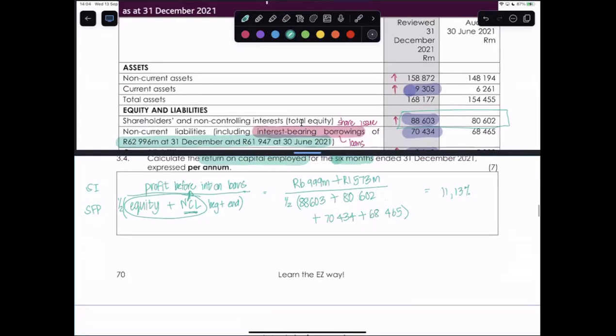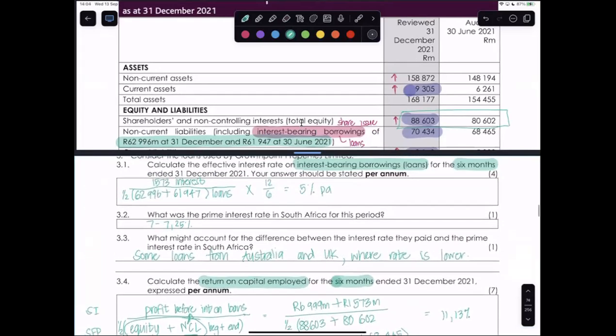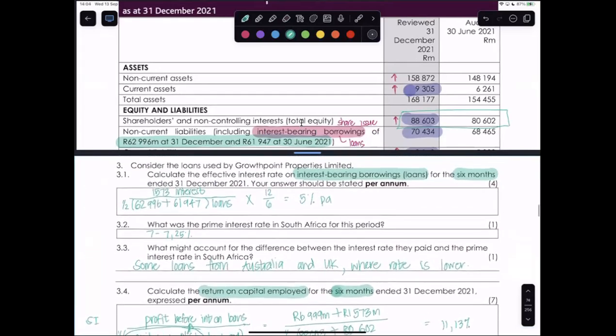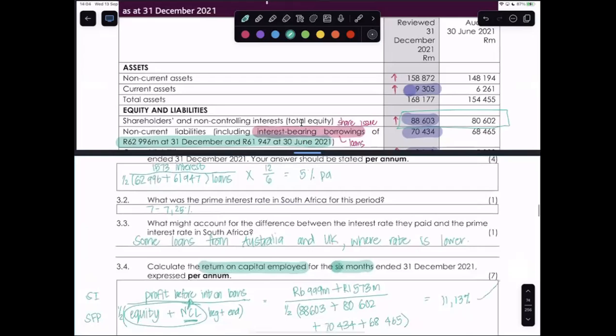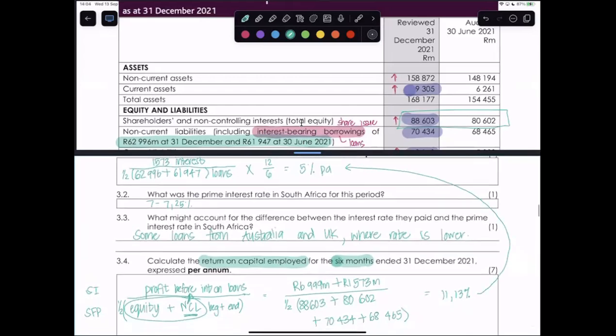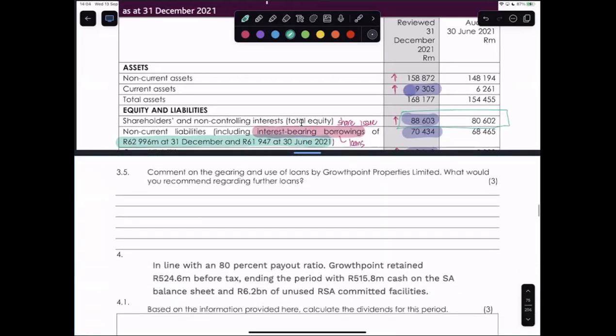Now, if you compare that to the interest that we worked out of 5%, what can you see? It means that we can borrow money at 5%, earn 11%, pay the 5% back, and we actually make a profit of 6% on everything that we borrow. So we want to be able to borrow money because it's profitable for this business.